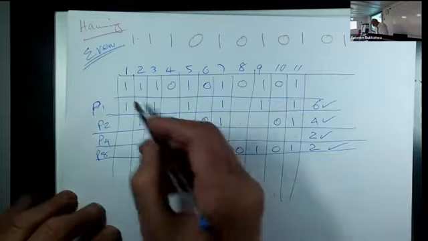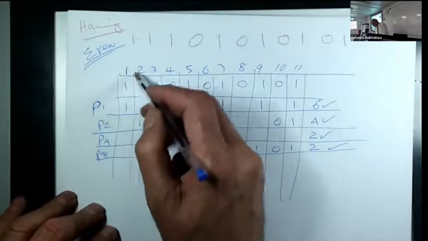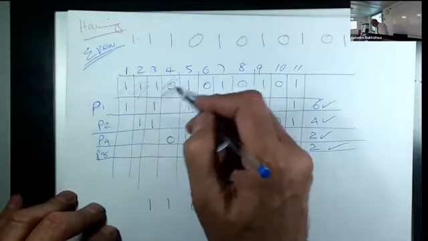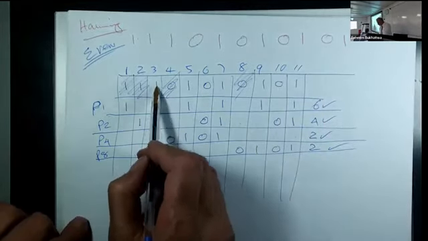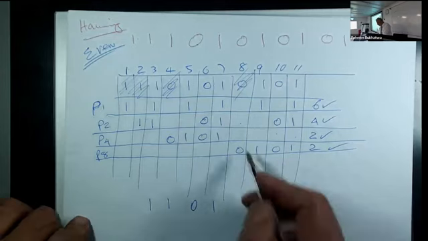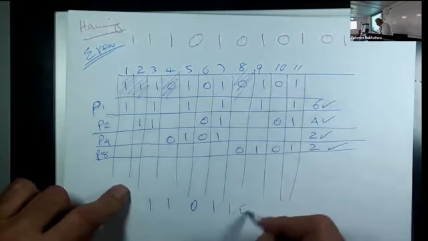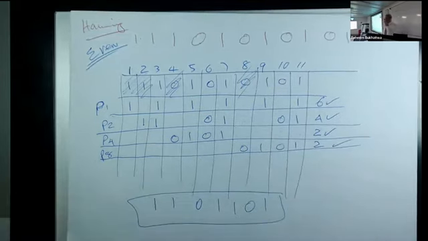All you have to do is get rid of the parity bits. That's number 1, number 2, 4, and 8. Get rid of them and just read the rest of the data. So it's 1, 1, 0, 1, 1, 0, 1. That's the original data that the sender has sent. How did we get it? Just get rid of the parity and read the rest of the frame.